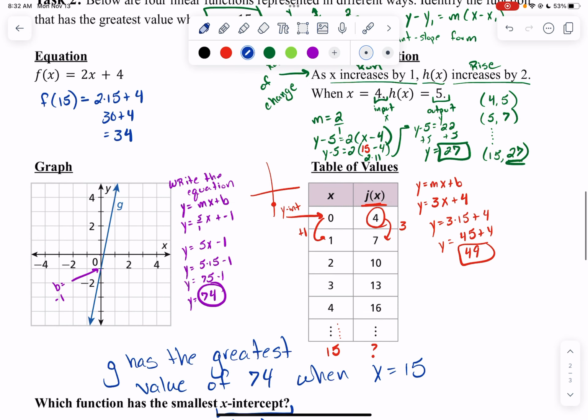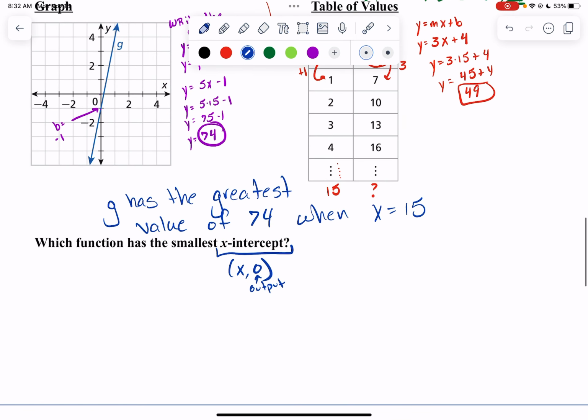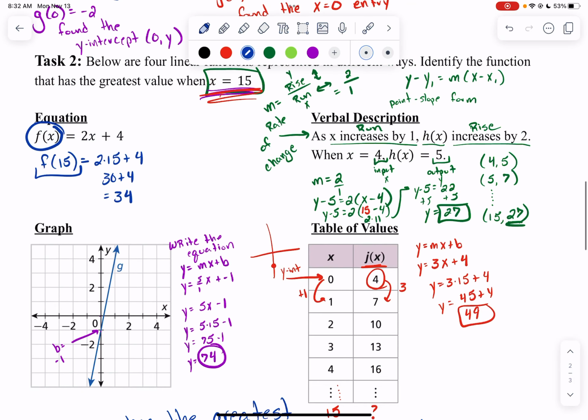Okay, so I can take f here. Basically, I want this output, this f of x, to be 0. So I'm setting each one equal to 0. So for f, 2x plus 4, where does that equal 0? 2x equals negative 4, divide by 2. x equals negative 2. So the x-intercept for this case is negative 2. So that's for f. Okay, now let's do h.